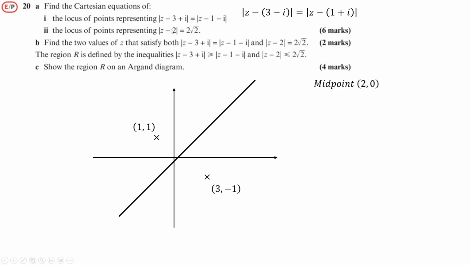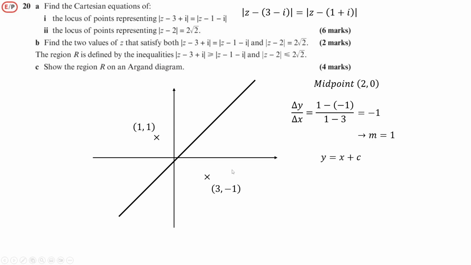Wait, why have I gotten the gradient here? Okay, I've just found the gradient of the perpendicular bisector. So this is just the gradient between these 2 points, and then the perpendicular bisector is going to be the negative reciprocal, so m equals 1. And so this line must have equation y equals x plus c.